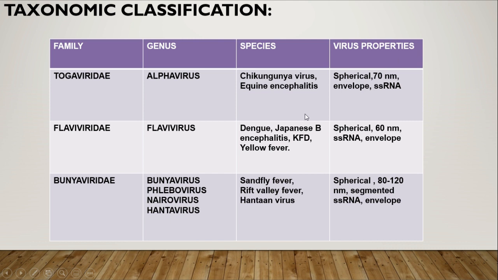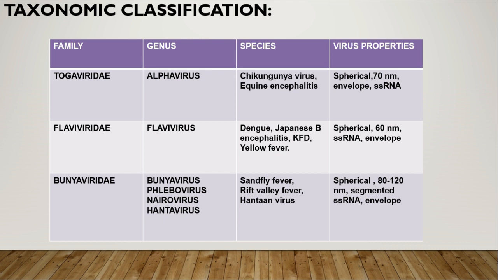Right, so their basic characteristic features are that they are spherical viruses, 70 nanometers in size, and they are enveloped viruses with single stranded RNA as their genetic material. So they are spherical enveloped RNA viruses. Being enveloped means they are highly resistant to our immune system, or the immune system fails to identify them as foreign particles, because these viruses get this envelope from our own cells itself.